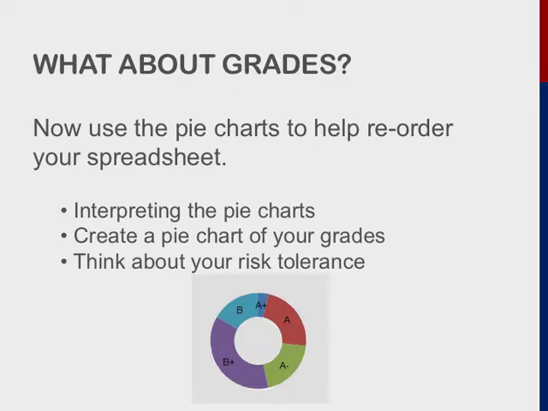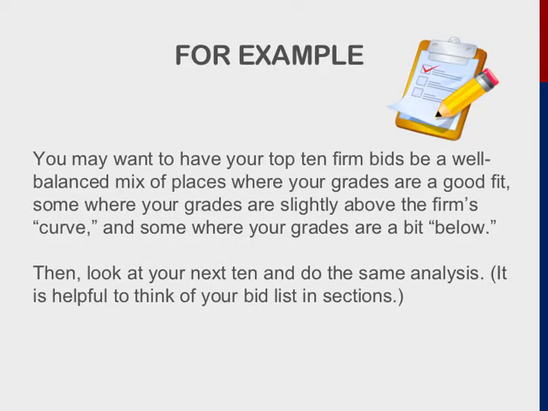The easiest way to do this is to create a pie chart of your own grades. Then consider how risk-averse you are. It is okay to have a firm that you love, but that may be a reach for you in your top 10, as long as you include some safer firms in that top 10 as well. We suggest that you think of this in terms of reaches, targets, and safeties, similar to how you likely thought when you were applying to colleges.